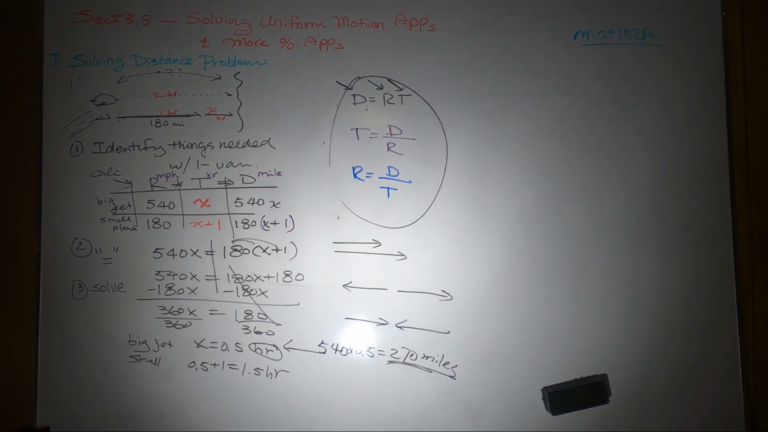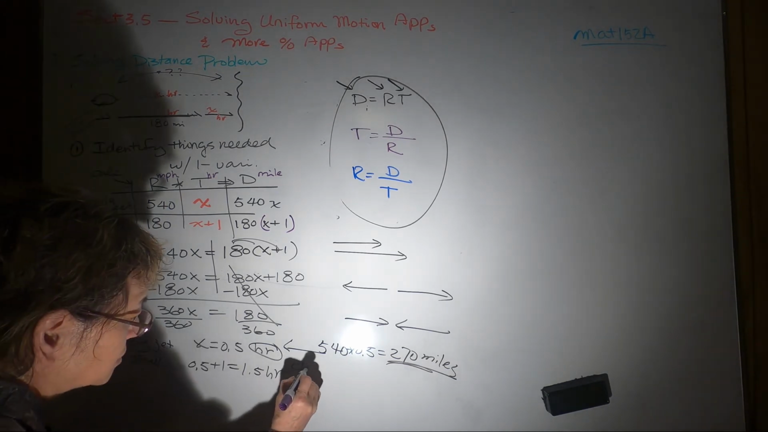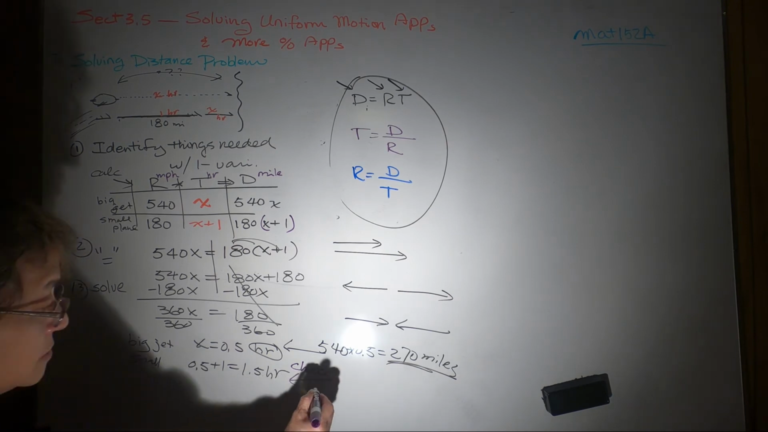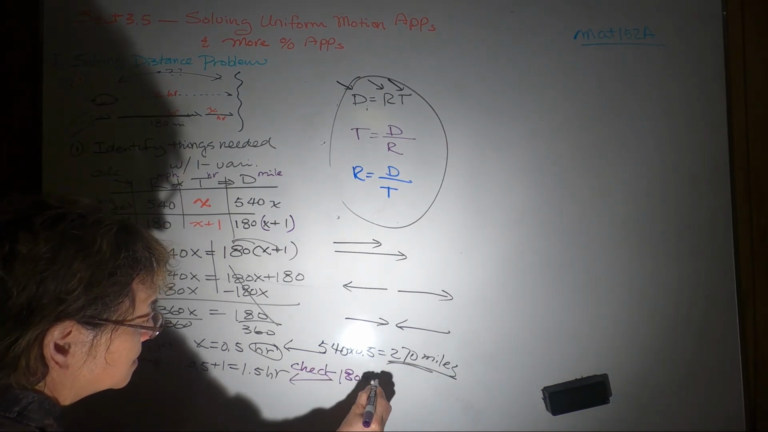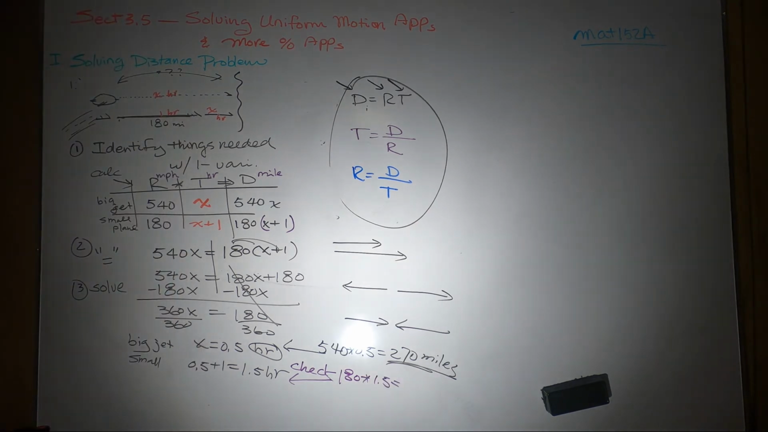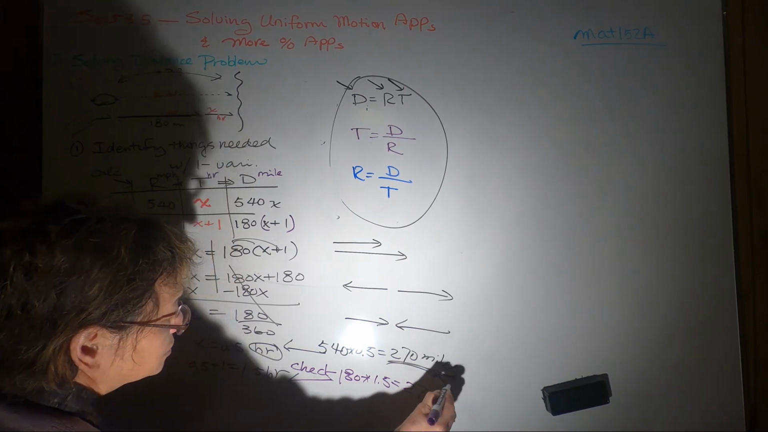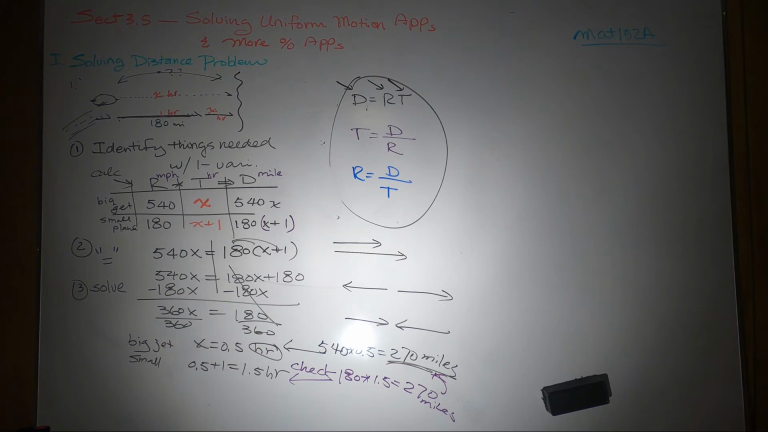Then, how do you know they are right? 270 miles away. So you check to see if the little one travels 270 miles as well, right? So the little airplane is what? 180 miles per hour times 1.5 hours. That would be what? 270 miles. So you check this way. They did travel the same distance from the airport, right? That's how you do it.